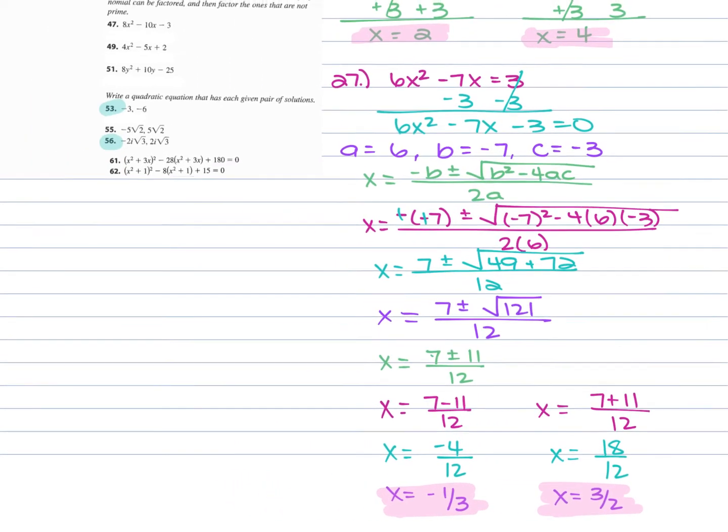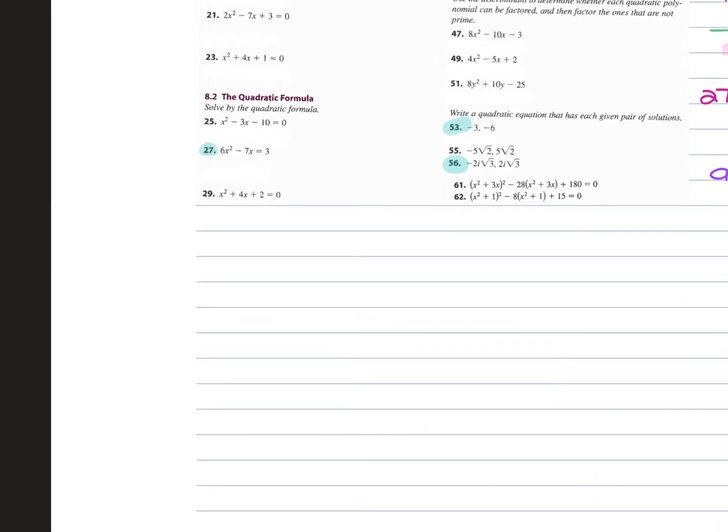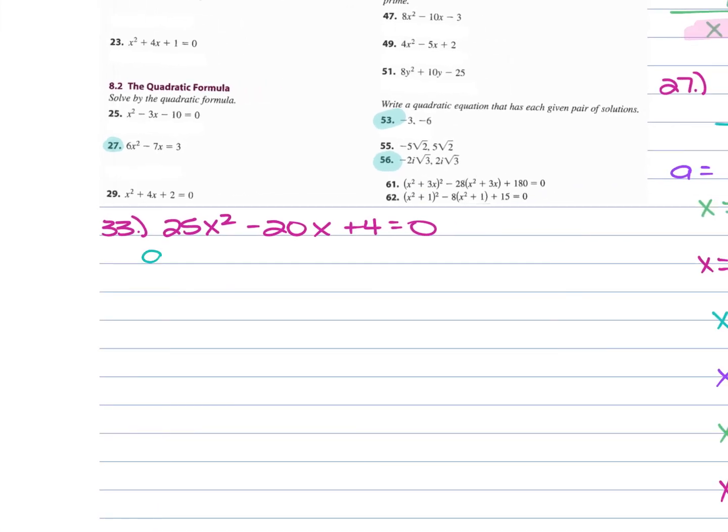The next question we're going to look at is number 33. 33 asks you to use your discriminant to determine the number of real solutions to each equation. For 33, it gives you 25x squared minus 20x plus 4 is equal to 0. This is in standard form, which means all of your terms are on the same side, and it's equal to 0. We identify our a, which is 25, b is negative 20, and c is 4. Our discriminant is just the part that's underneath the radical from our quadratic formula, which is that b squared minus 4 times a times c.